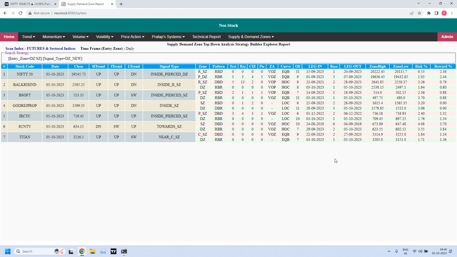If you want only today's created zones, I have another tool available. Currently, I am not showing that tool to you guys because I felt it is not required. Okay. So Nifty 50 created a new demand zone, which is there inside this.